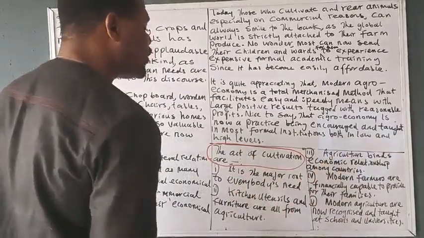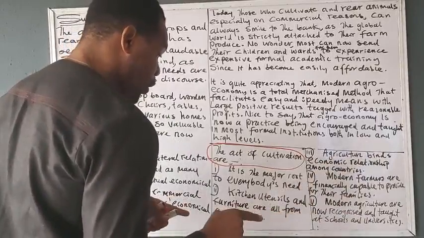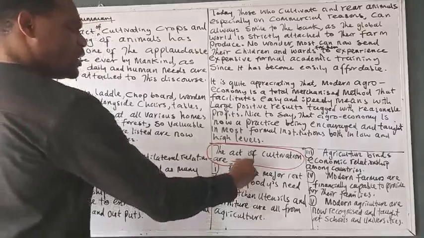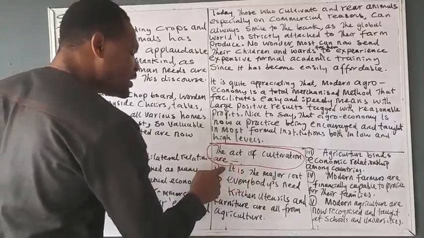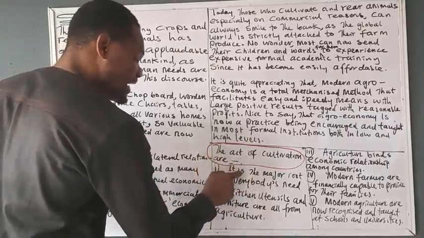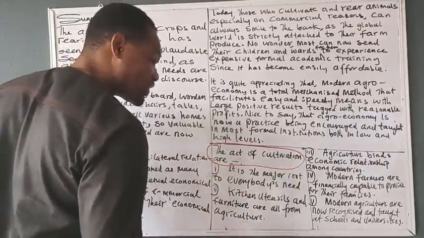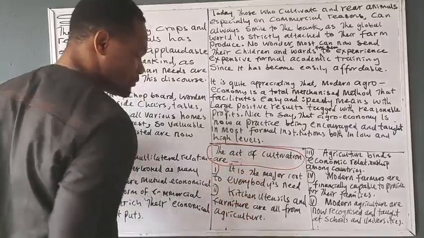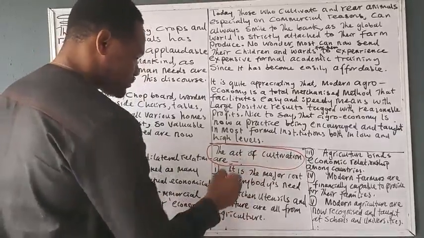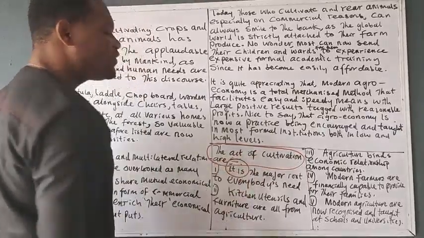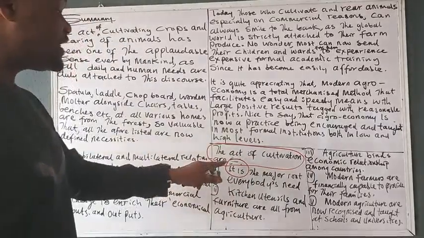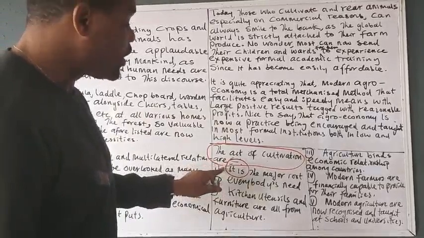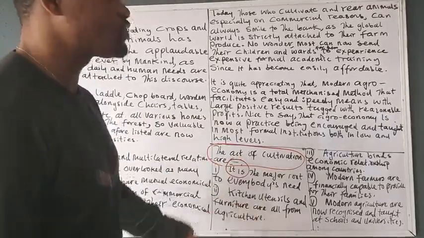So let's see what we have in here. Please note that when using the introductory part, it must tally along with the sentence. Can you ever speak this way? The act of cultivation it is. It is. So if we look at this, the sentence is more or less a continuation of what this exam taker is trying to write.